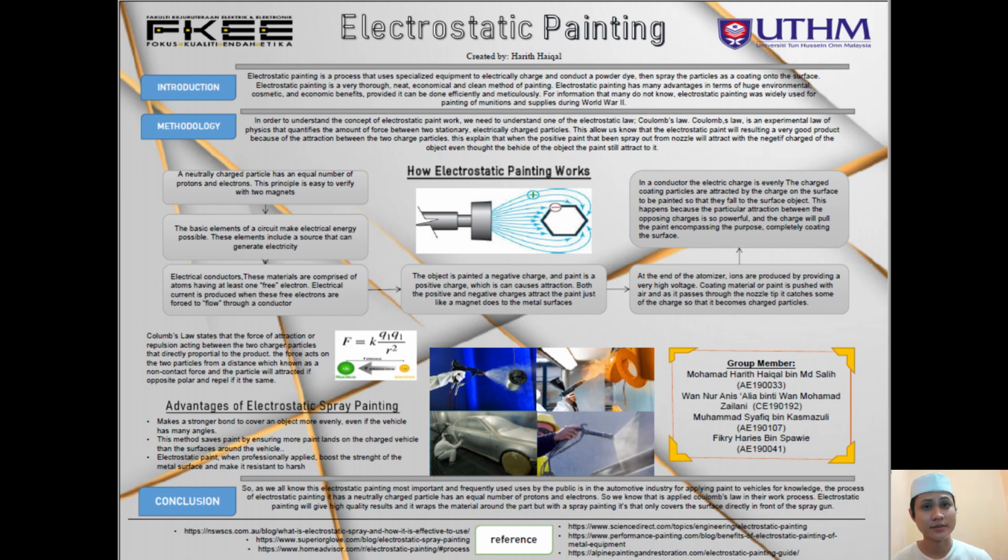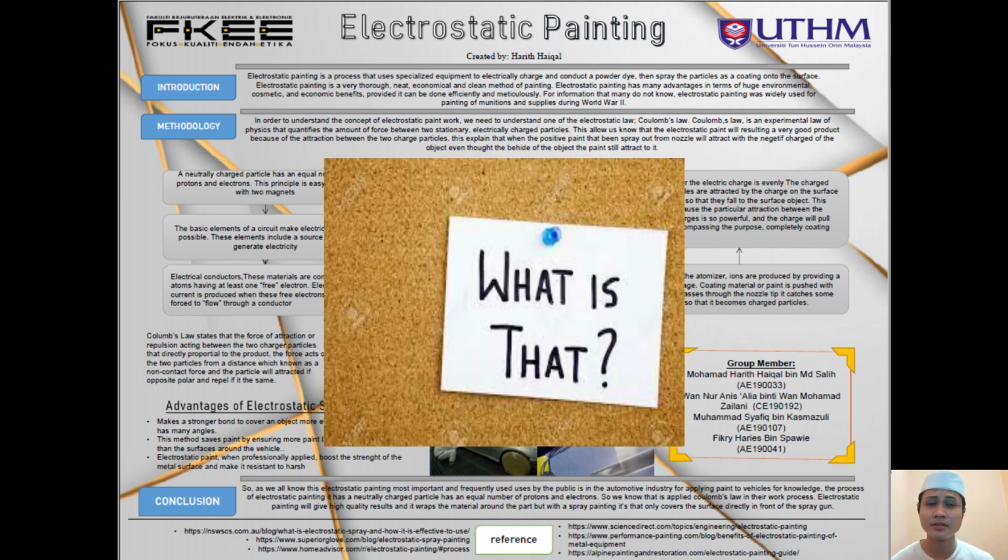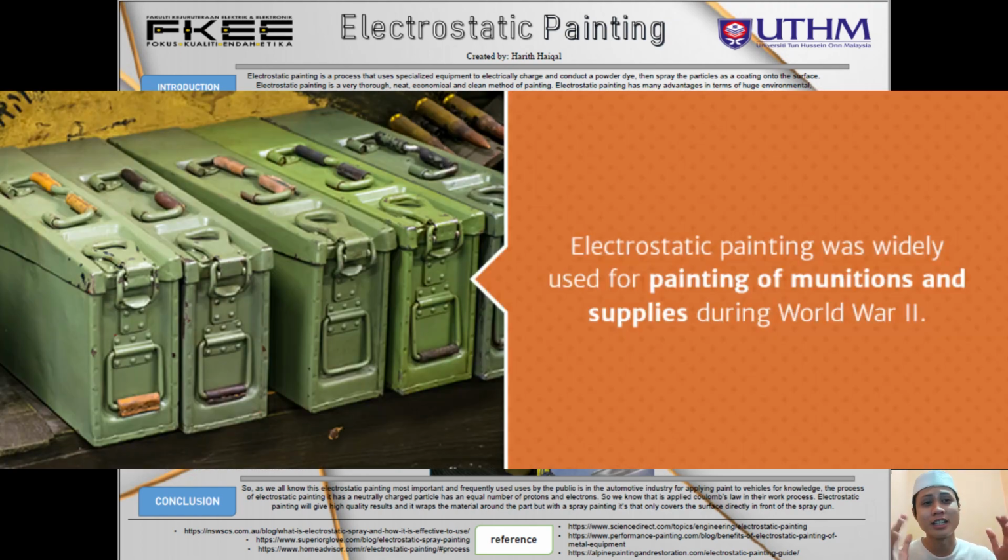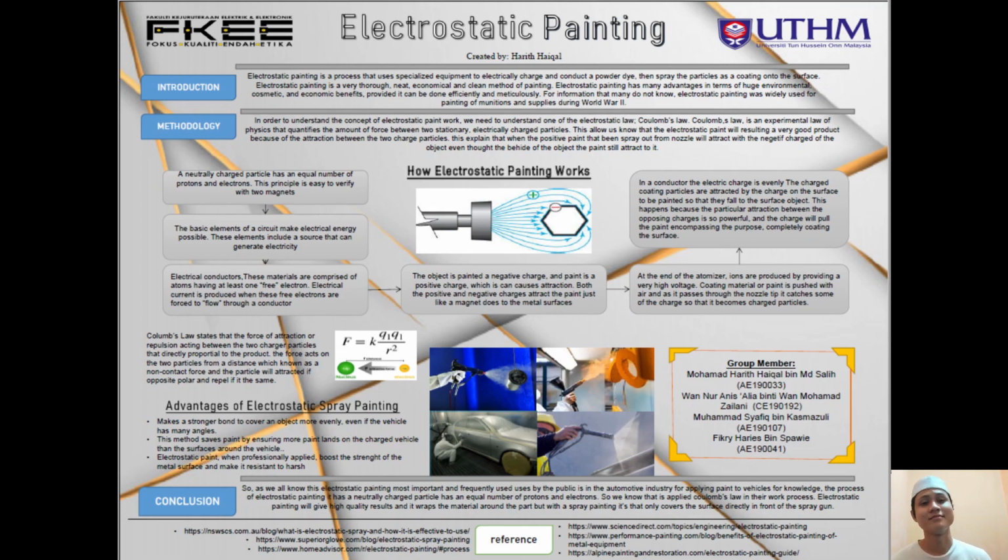For a surprising piece of information that many people do not know, electrostatic painting was widely used for painting munitions and supplies during World War II. After this, you will hear more explanation about electrostatic painting from my other group members.